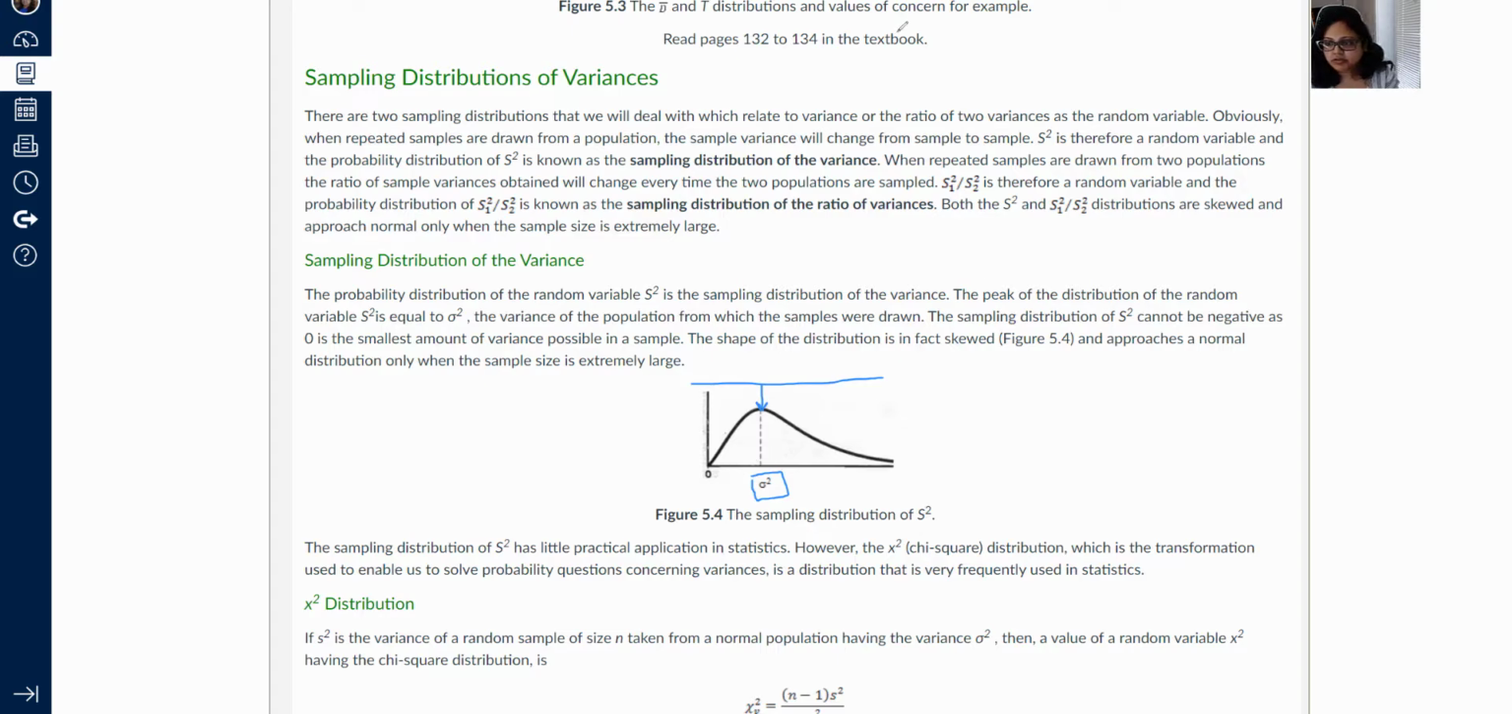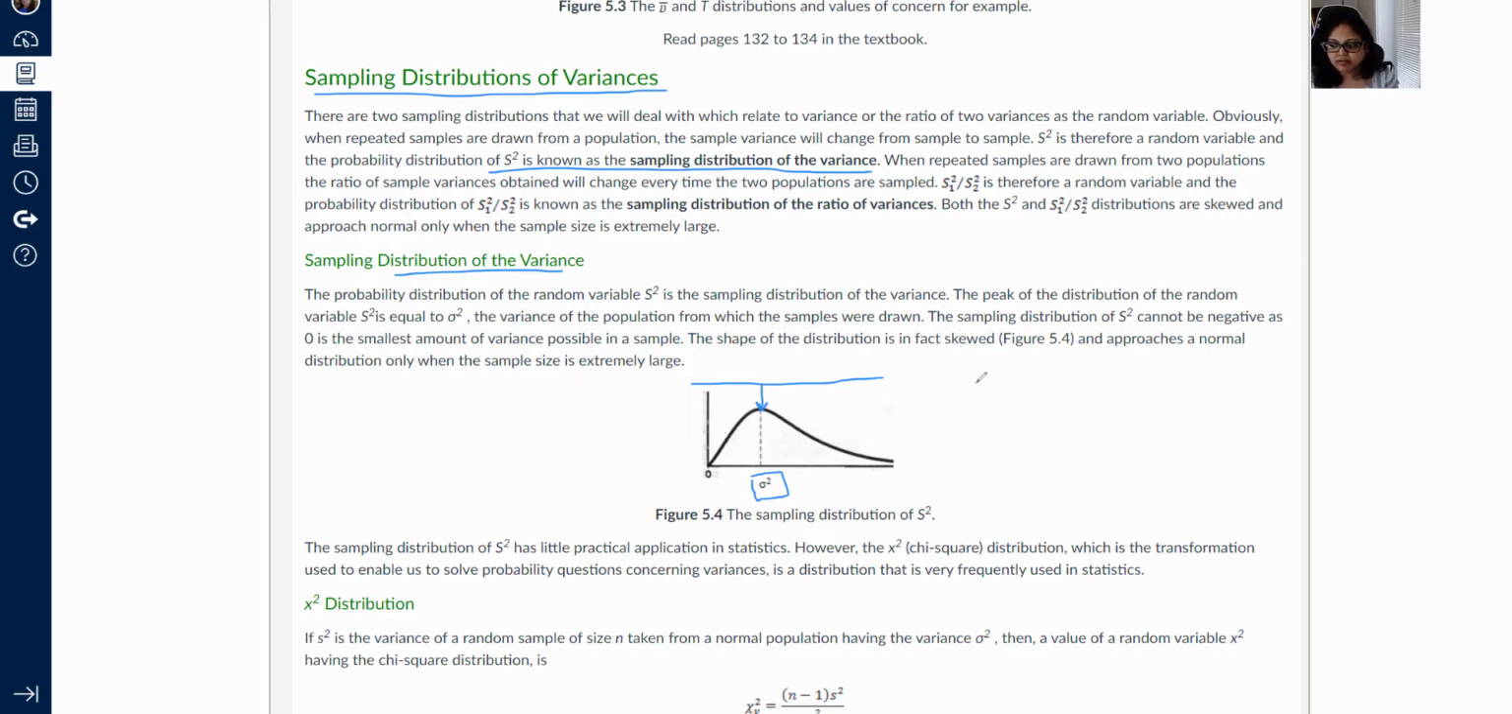For the sampling distribution of variances, whenever we have a single variance and whenever we have 2 variances, we have to use 2 different distributions. That's what we mentioned here. If we have a single variance, that means one population only, then it follows the chi-square distribution. You can see it's skewed on the right side. Let's talk about the chi-square distribution first.